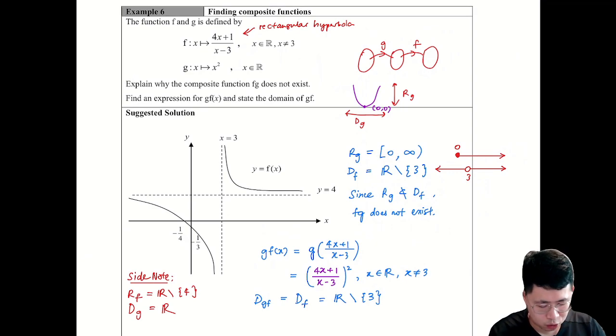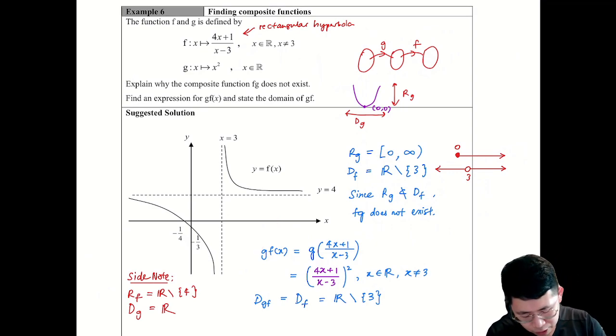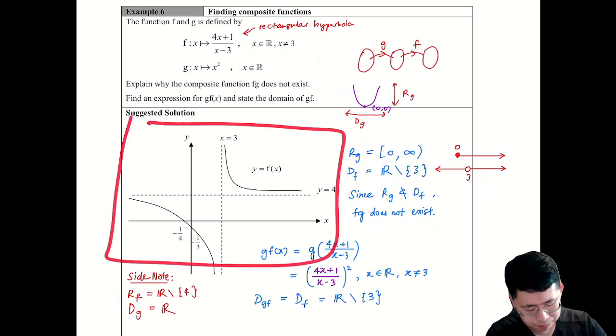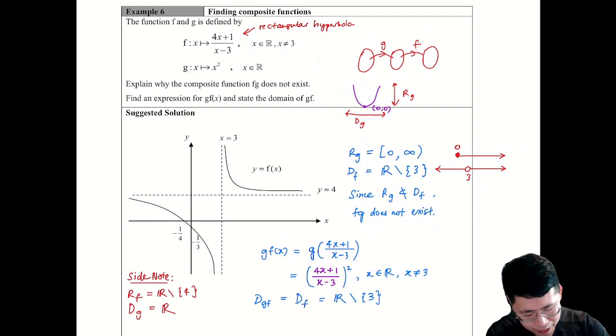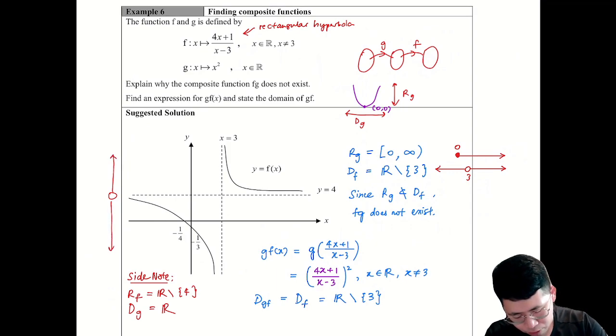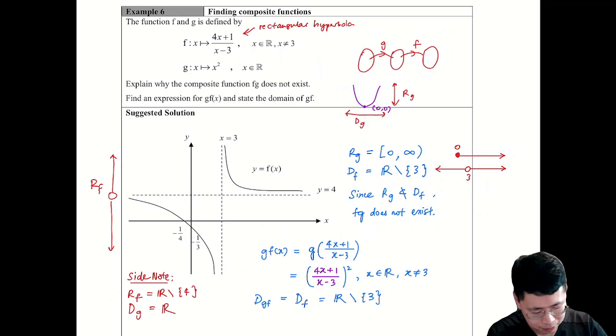Just now we mentioned that gf(x) exists, right? So let us prove more explicitly why gf(x) exists. In order for this function to exist, the range of the first function must fit into the domain of the second function. So let's check what is the range of f. From this graph over here, the range of f is all the real numbers except for y equals 4.